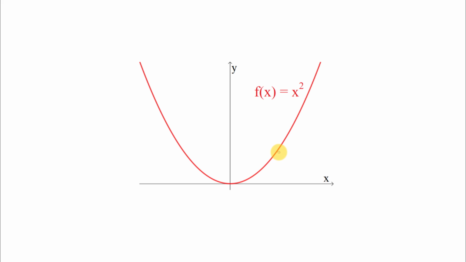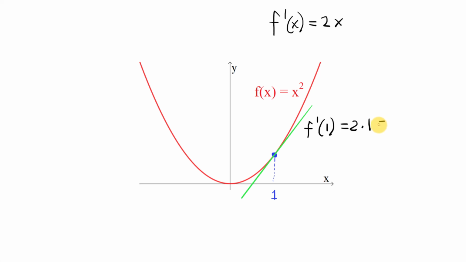And that means, for example, if we want to find out what is the derivative at this point. So let's say that this is x equal to 1. Then the derivative is just the slope of the tangent. And now we know that the derivative is given by 2 times x. So the slope of this one is equal to 2 times 1. That is 2. So if you take a point x equal to 1, you find out that the local slope is equal to 2. In the same way, you can find it out for every other point.